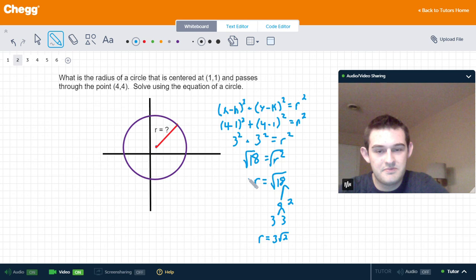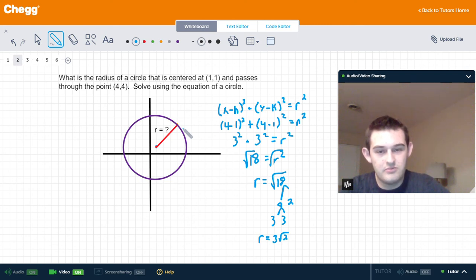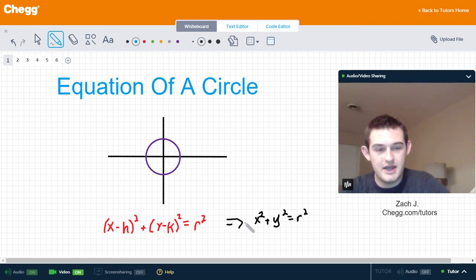I could have also solved this problem using the Pythagorean theorem, or the fact that this distance would be the rise over the run of these points. I know the center and where it passes through, and that would give me the same exact answer. Typically, other types of problems you may see is they'll give you a term and ask you to rearrange this into the equation of a circle, in which case you just take all the terms and rewrite it in this form. It's pretty straightforward.